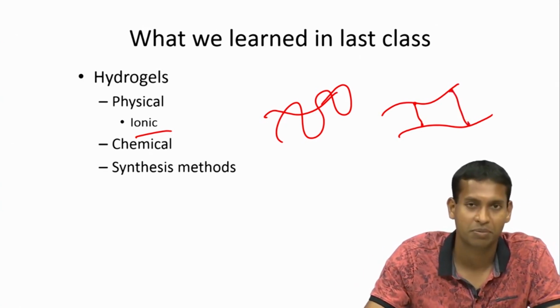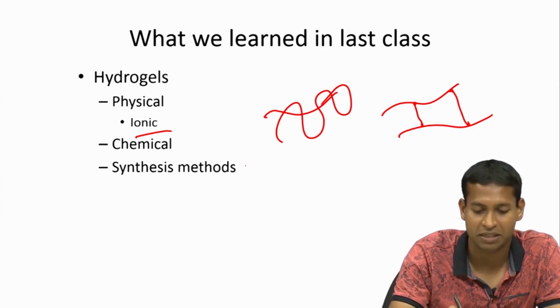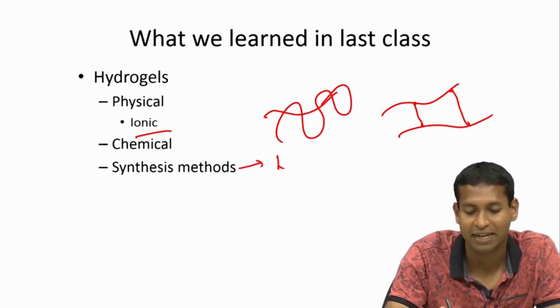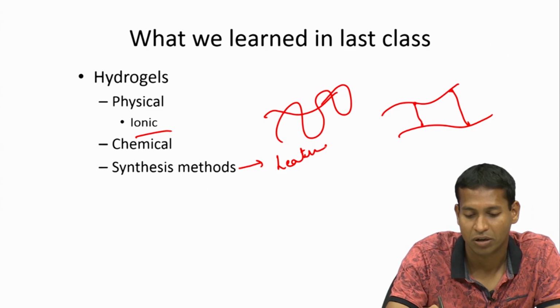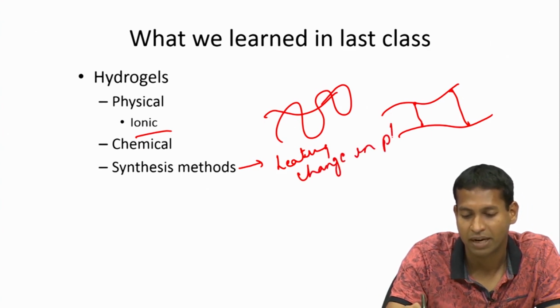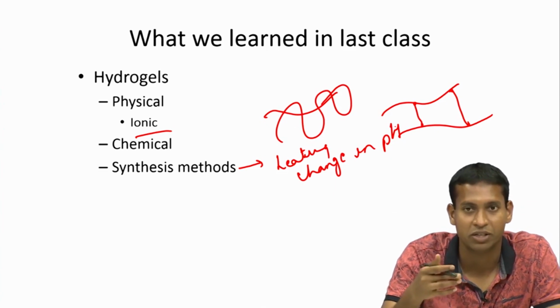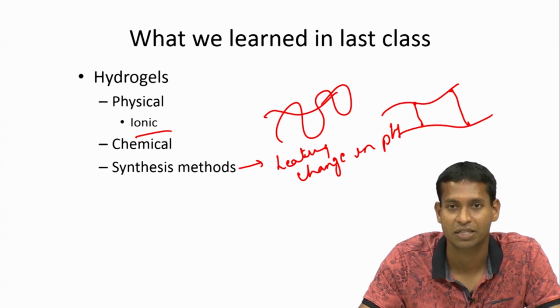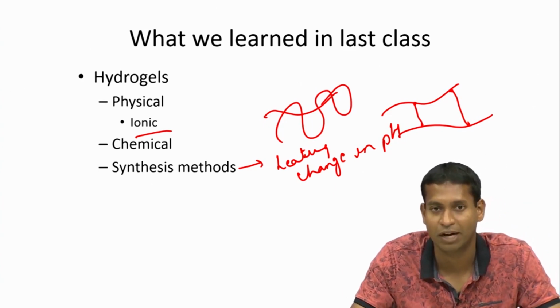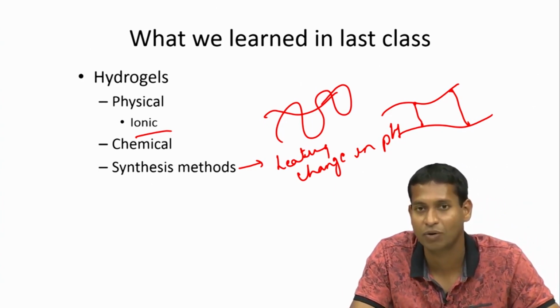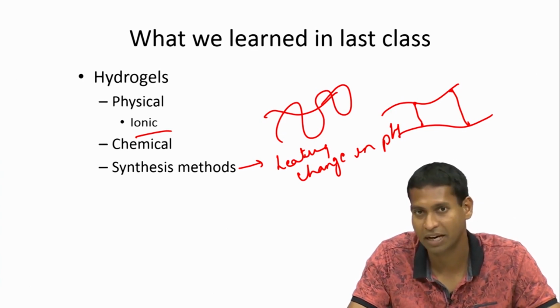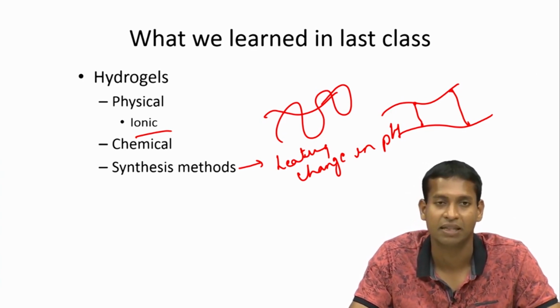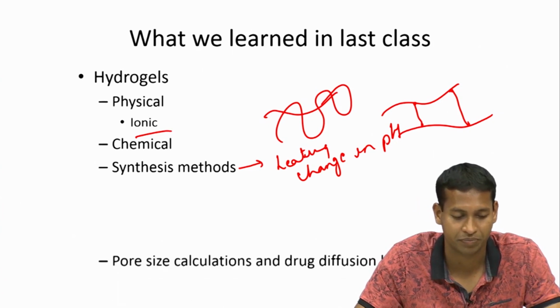And then we talked about the synthesis process. So, typically the synthesis process for physical hydrogels involves either heating or change in pH or any other trigger that causes these chains to start interacting with each other and form these gels. Whereas for the chemical hydrogels, all you have to do is just add the cross linker or somehow activate the groups. It could be either through light or it could be maybe adding glutaraldehyde or some other kind of cross linker that causes this trigger to happen.